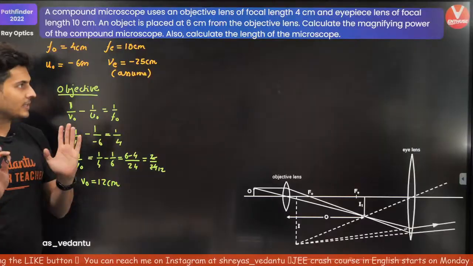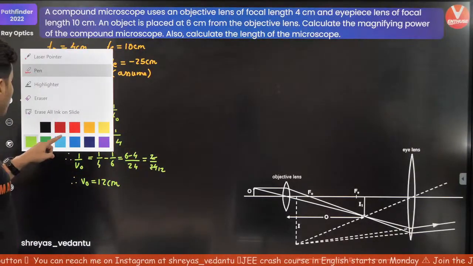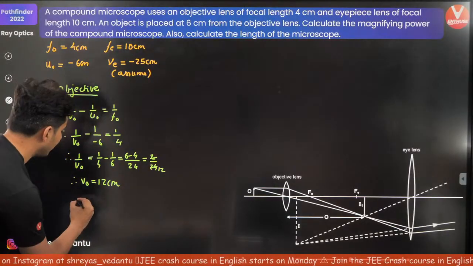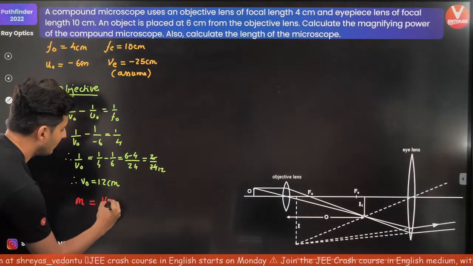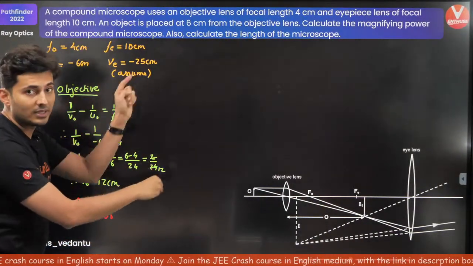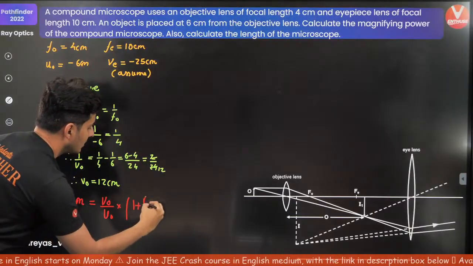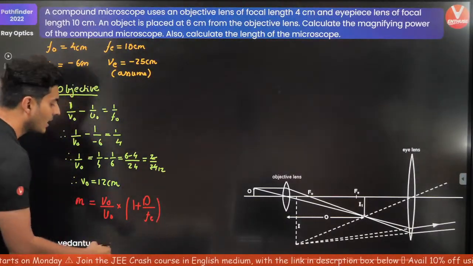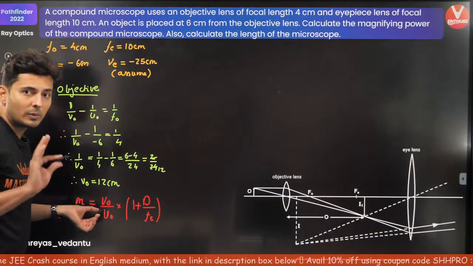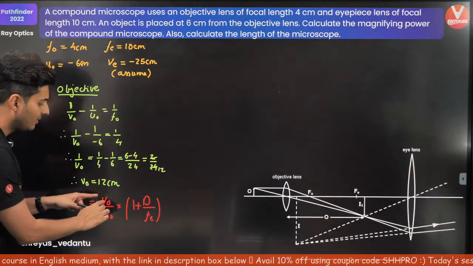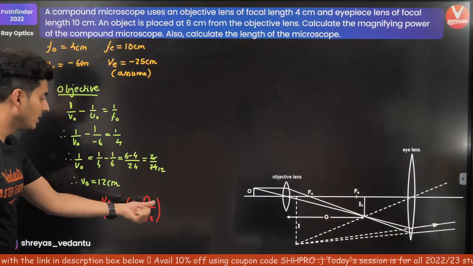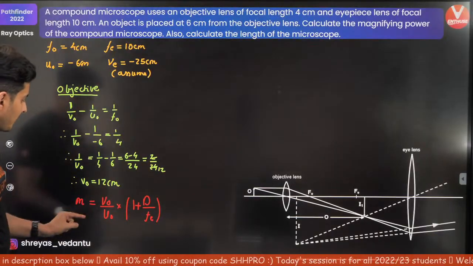Very good. Next, let's try to find out the magnification of this. So what's the magnification formula? The magnification formula was VO by UO into, since it is least distance of distinct vision, remember it is 1 plus D by FE. Eyepiece acts like a simple microscope. The objective acts like a normal lens. Magnification into the power of the lens. That's it, power of the simple microscope.